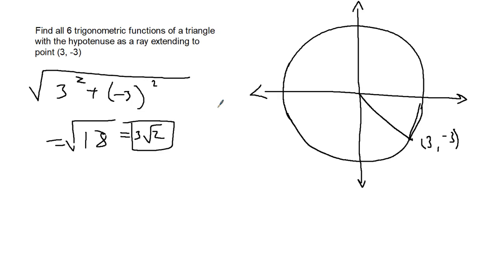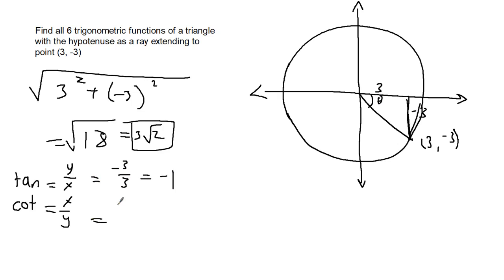So we can use a fact right here. The fact is that tan and cot are really nice. Tan is y over x, and cot is x over y. We have our x right here, which is 3, and our y is negative 3. So tan theta is just opposite over adjacent, which is negative 3 over 3, which is negative 1. And cot theta is 3 over negative 3, which is also negative 1. Boom, done. Tan and cot.